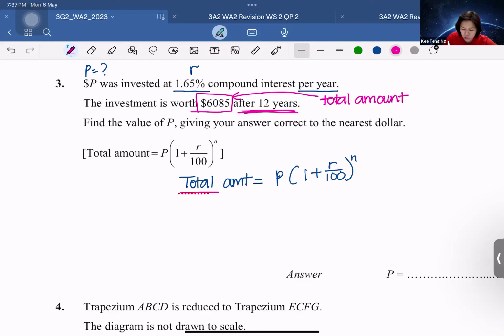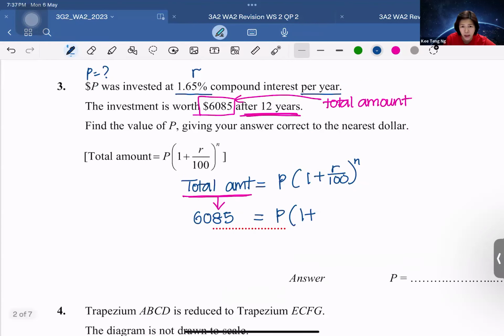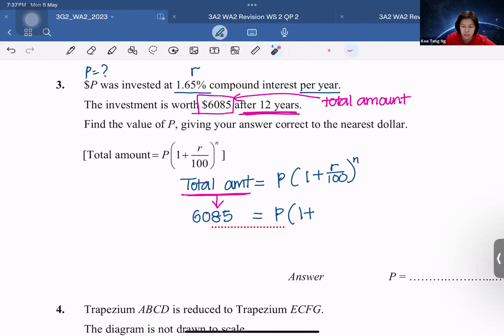That means in my formula over here, the total amount should use this number. What number should it be? Nobody can answer. So this number will be $6085. P is the number that I do not know, so I'll keep P. 1 plus, what is the interest rate that we have? The interest rate is 1.65%, correct? So the R should be 1.65%.